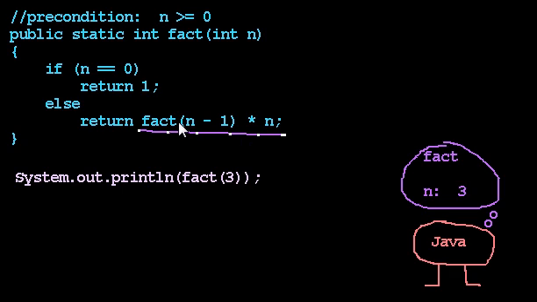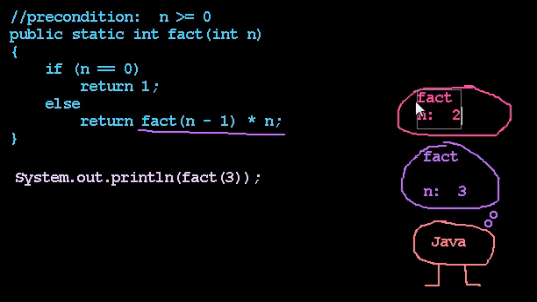Well, let's focus on the left side first. To find fact of n minus 1, I need to find n minus 1. n minus 1, well, n is 3. 3 minus 1 is 2. So this is 2. So we're asking Java to find fact of 2. So what happens? Java starts thinking, fact of 2, let's make another bubble for that. We call fact of 2. A new bubble appears. Officially, these are called stack frames, and I'm showing you what's on the stack.